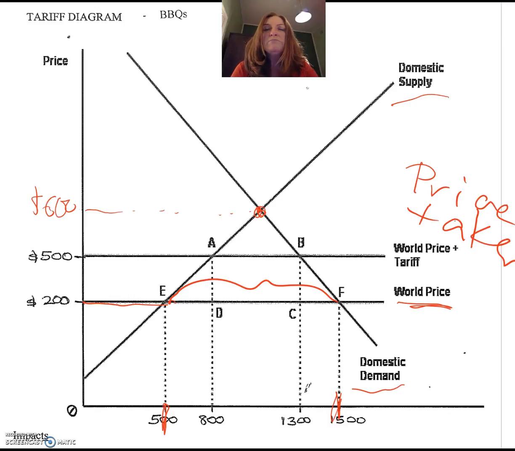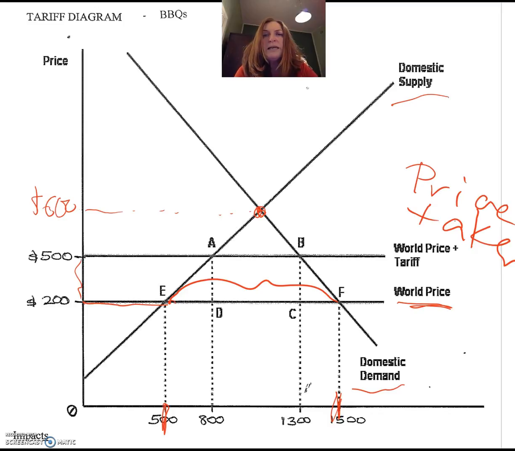Just imagine, however, barbecue businesses, barbecues galore, or whoever in Australia decide to lobby the government, or perhaps the government uses the infant industry argument. They want to develop the barbecue industry in Australia, perhaps protect domestic jobs. Then they might decide to whack a tariff on top of that world price. So basically, you've got here a tariff that raises the price of barbecues from $200 to $300.